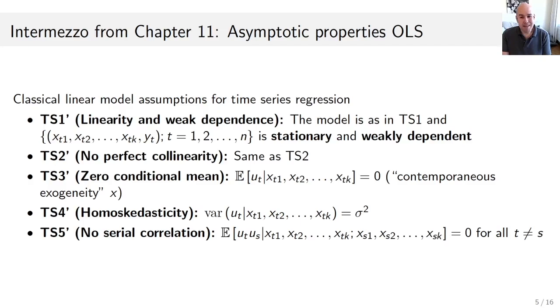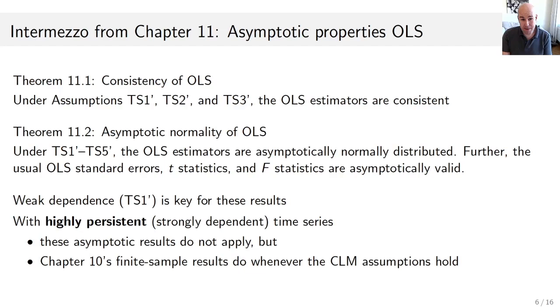All this is discussed in great detail in chapter 11. Here I'm going to state some results that are developed and discussed in chapter 11. First result is theorem 11.1, that is consistency of OLS. And you can already guess, as before, a part of these assumptions is enough to establish consistency. So before we have talked about unbiasedness, now asymptotically we talk about consistency. And for consistency, what we need is assumption 1', 2', and 3'. So linearity, no perfect multicollinearity, and zero conditional mean. Under these assumptions, the OLS estimators are going to be consistent.